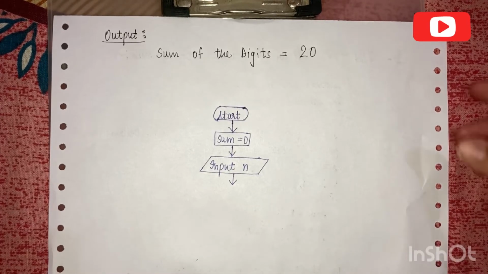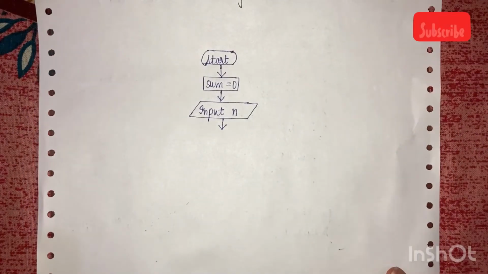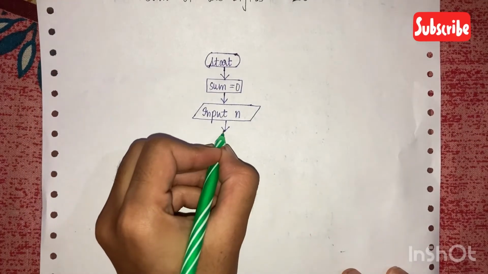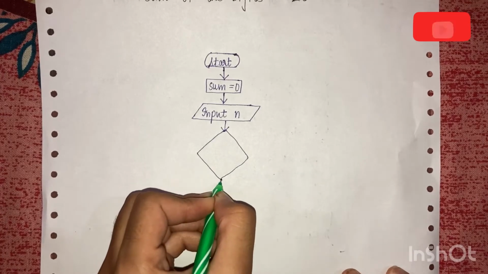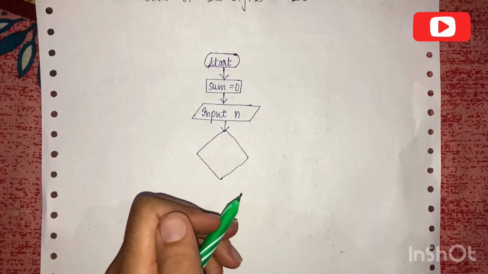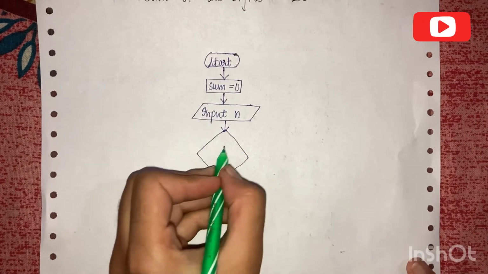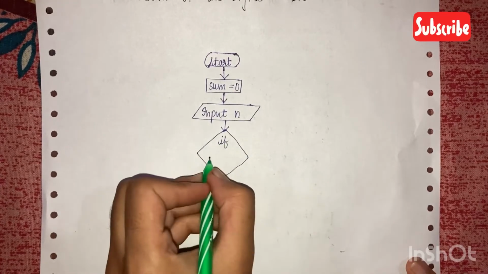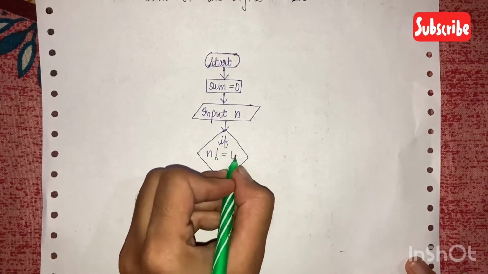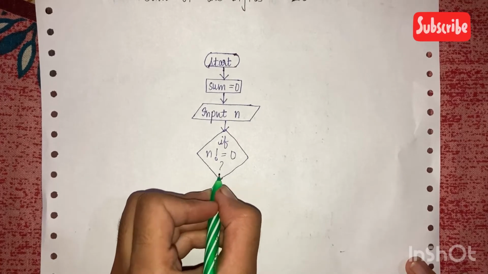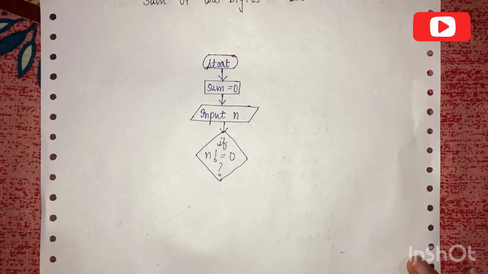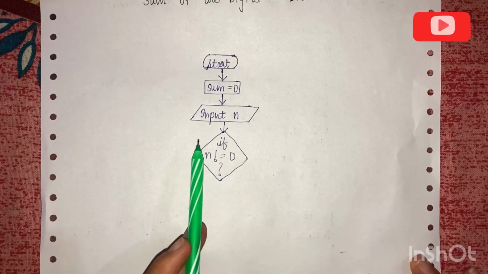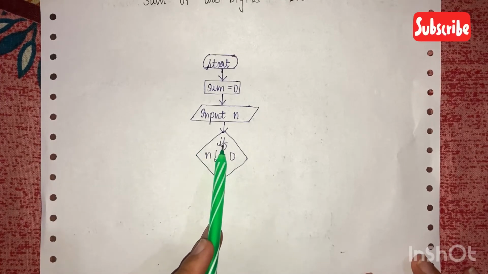Then after inputting the value, we apply the logic. So how do we apply the logic? We use a while loop. I told you for a condition, and in a while loop the condition comes first, we use a rhombus in the flowchart. So if n not equal to 0, that's the condition, and we always use a question mark in the condition box.